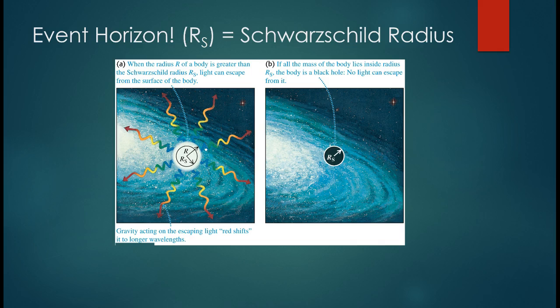Okay, but what happens is that gravity acts on the escaping light and it becomes redshifted to longer wavelengths. In essence, the light is losing energy as it climbs out of the potential energy well. Remember that as you move away from an object, your potential energy decreases. Now, light doesn't really have potential energy, but it does have energy in the form of a constant, Planck's constant, times its frequency. So the frequency will become less as the energy goes down. And when that happens, the wavelength goes up, and this is what we call redshift. However, if all the mass of the object is inside the Schwarzschild radius, that's when you get a black hole. And in that case, no light can escape from it whatsoever.